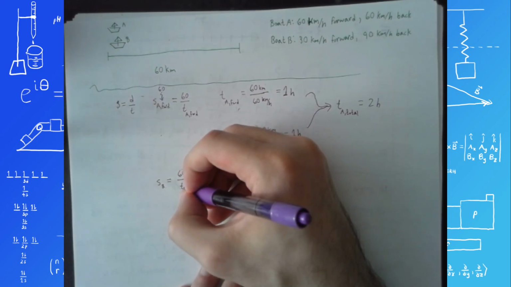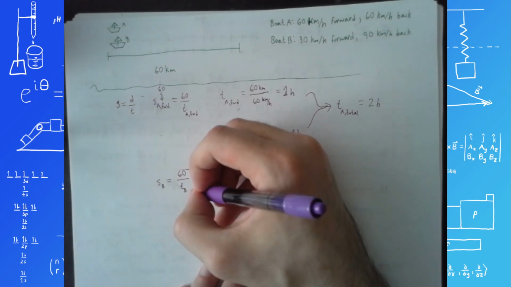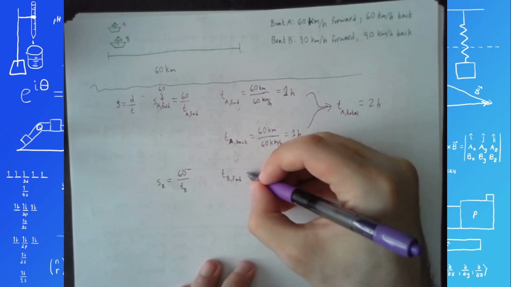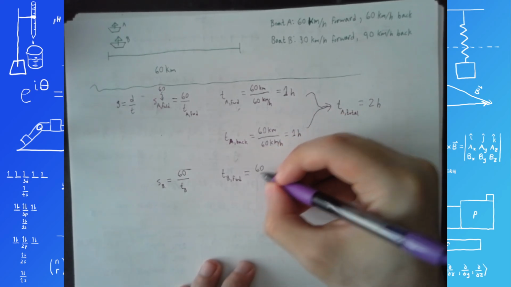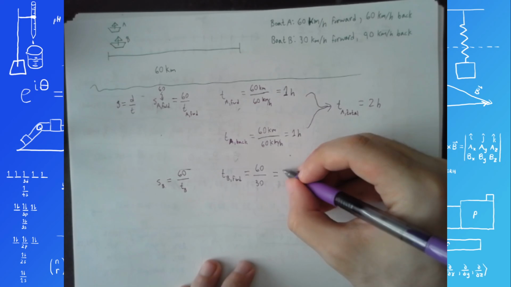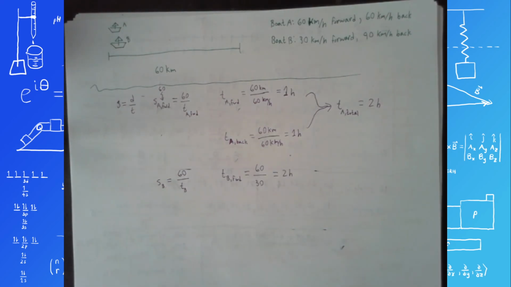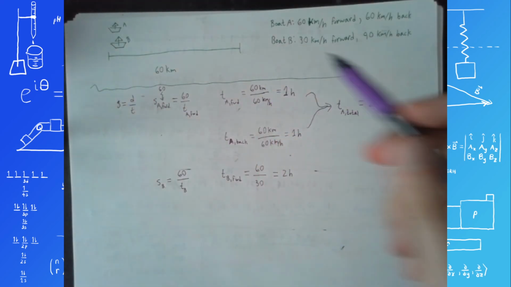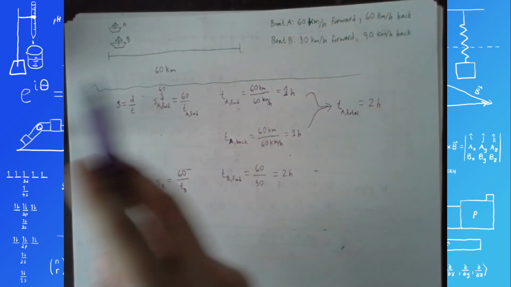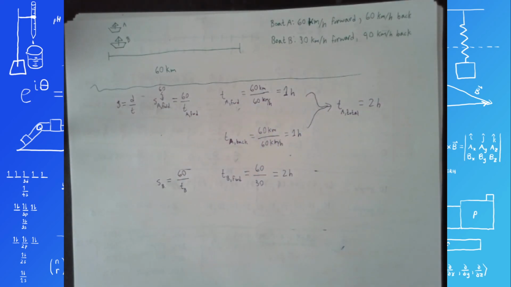forward. If I rearrange this equation, multiply the T over to the left, divide the S over to the right, same as we did before. TB forward is equal to 60 kilometers over 30 kilometers per hour. 60 over 30 is 2 hours. So they've already lost by the time they cross over. Boat B has already lost because it has already taken the same amount of time to travel 60 kilometers that boat A took to travel both the 60 kilometers forward and back.